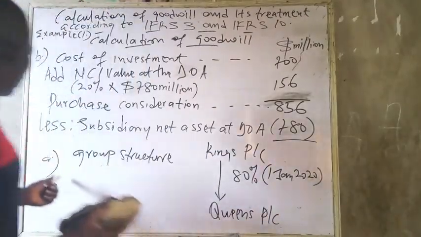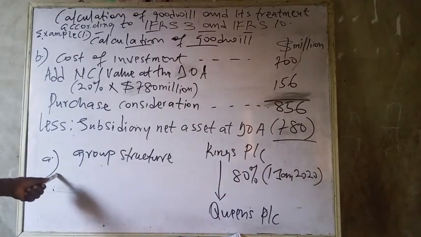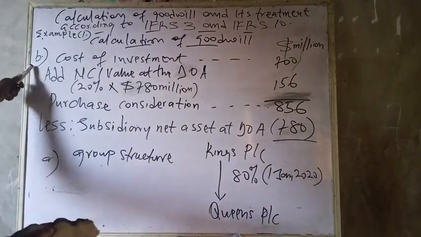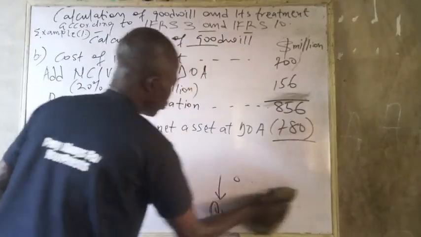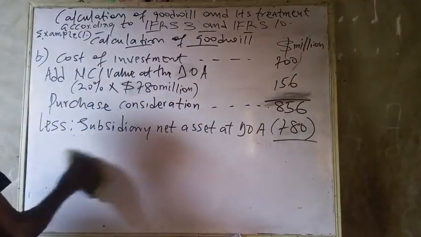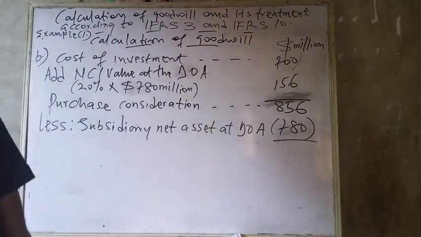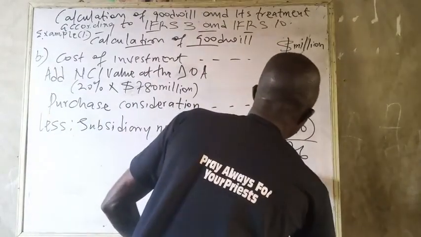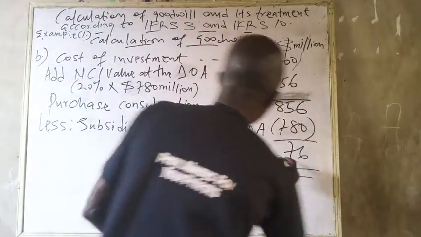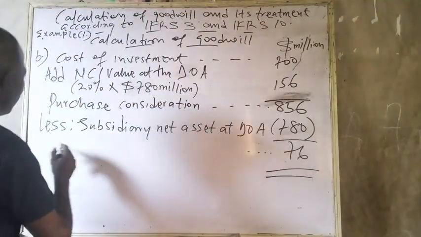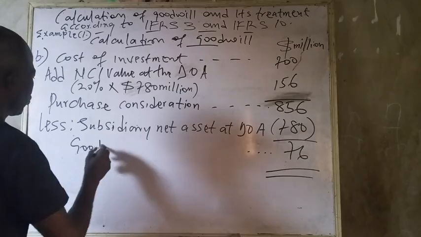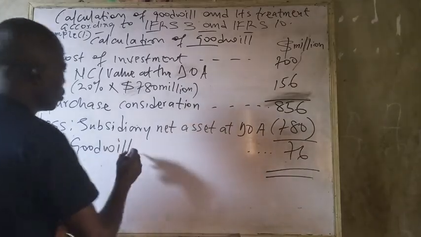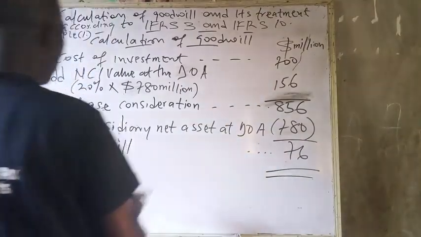This is the group structure. A part of the question, and this is B part of the question. When you deduct that, what do you arrive at? You arrive at 76, and this is our goodwill.